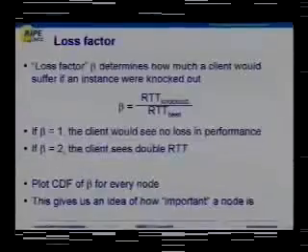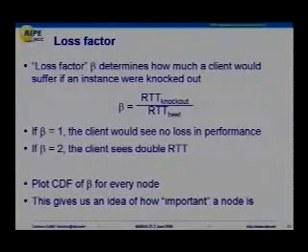So for every client, we see how much its performance would be worse if a given instance didn't exist. And we have the numbers for that because we ping all the clients from all the server nodes. So for every client, we assign a number beta, which is the loss in performance that client would have if a given server node was knocked out. So for every client, we have a value of beta for every node.